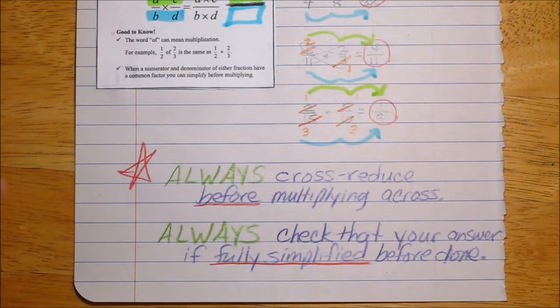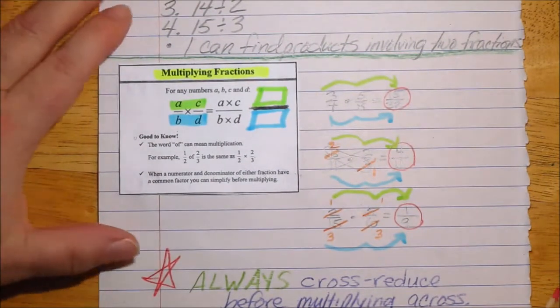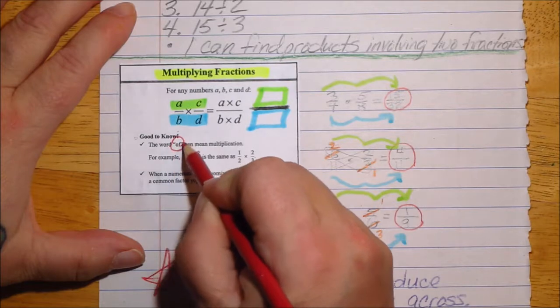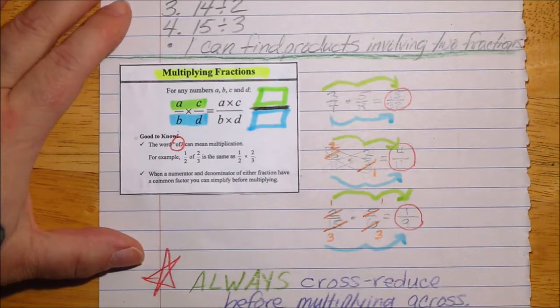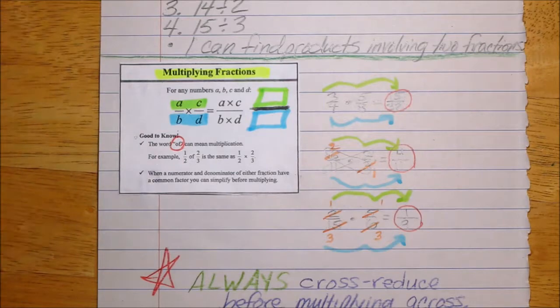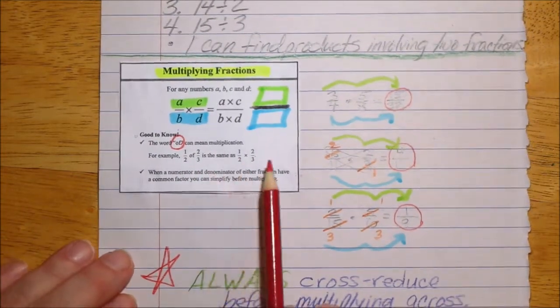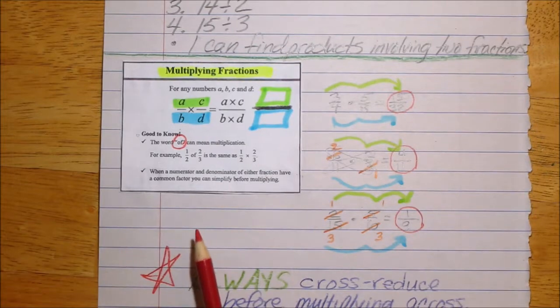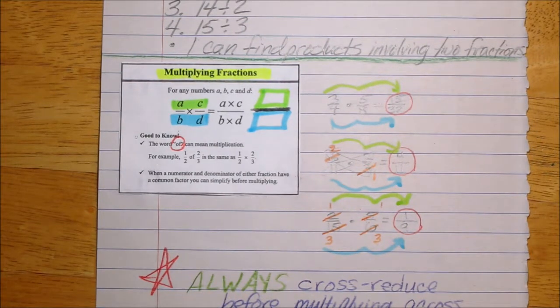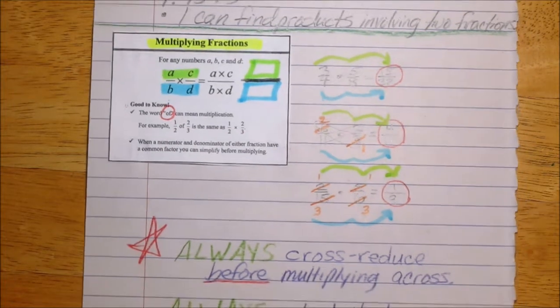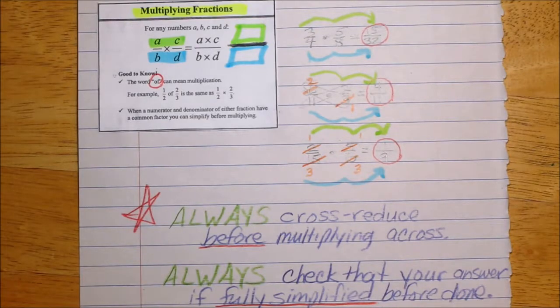Now, with my red pencil, I'm going to go back to this little notes cutout here, and I'm going to circle this word that is in quotes there, of. It says the word of can mean multiplication. What this means is that if I ask you what is 1/2 of 2/3, that's the same thing as saying 1/2 times 2/3. You'll see that mostly in word problems. They'll ask you what is a certain fraction of another number, and that simply means you're going to be doing a multiplication problem. All right, so those are our notes for this lesson.